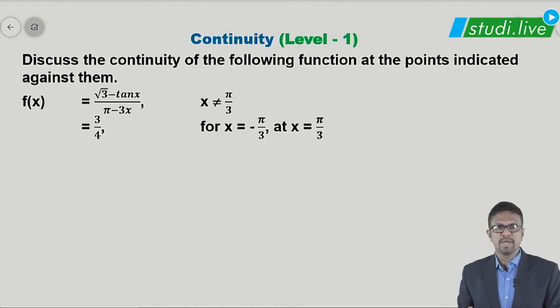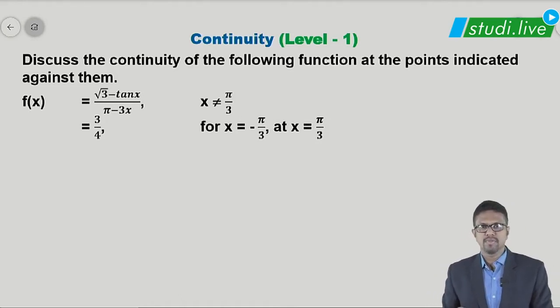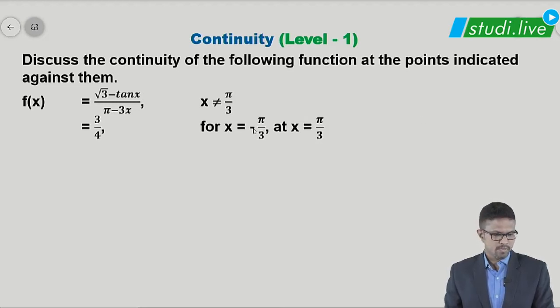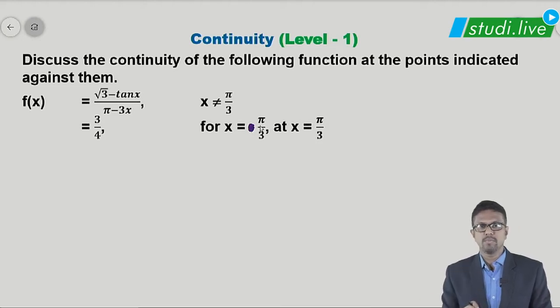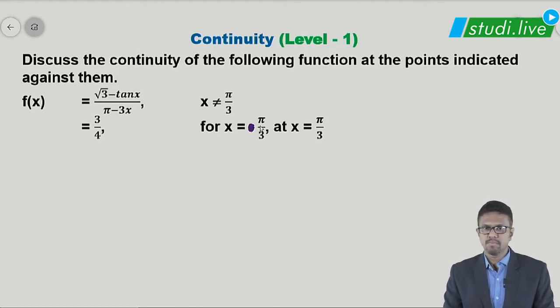It is root 3 minus tan x upon pi minus 3x when x is not equal to pi by 3, and it is to be taken as 3 by 4 when x is equal to pi by 3. Small printing mistake over here, it should have been just pi by 3. So, x is equal to pi by 3. So, for x equal to pi by 3, the function value is 3 by 4, and when it is not equal to pi by 3, we have been given the function root 3 minus tan x upon pi minus 3x.